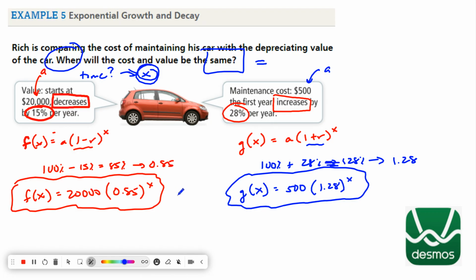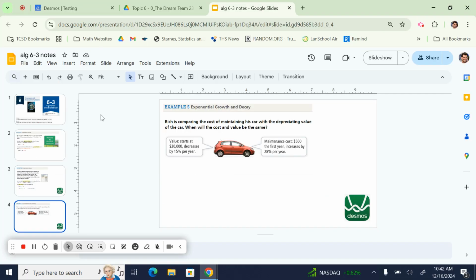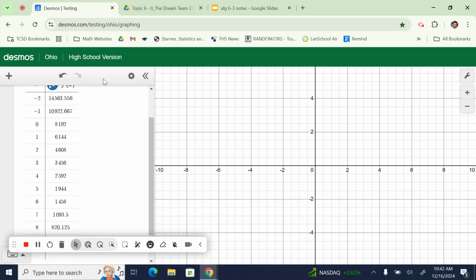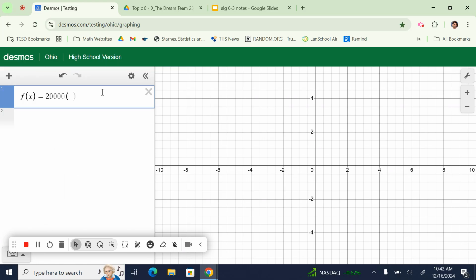And to do that, we're going to use Desmos. Okay, so I'm going to erase this. This is going to go away. We're going to finish our video in Desmos. So again, I'm going to delete this stuff. I'm going to type in my first function: f of x equals 20,000 times 0.85 to the x.